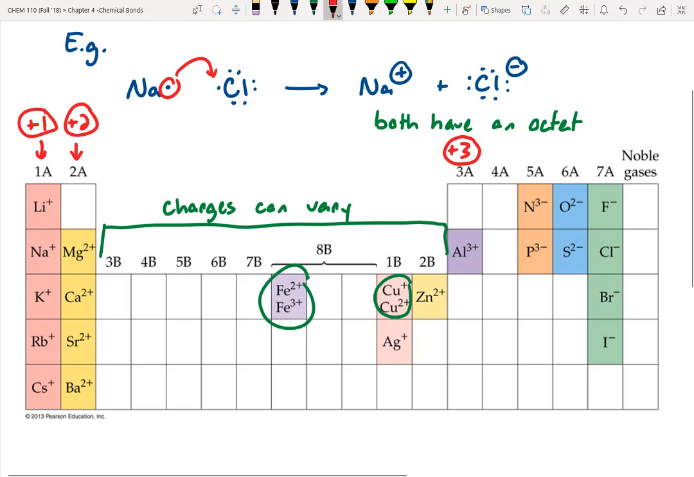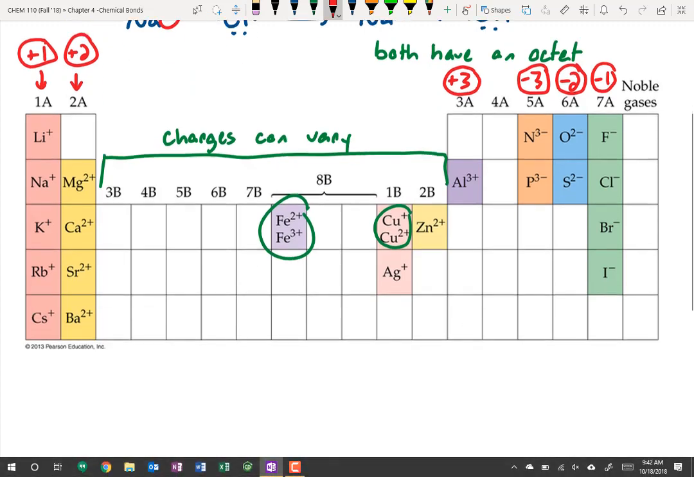All right, then we jump over to 5A. 5A, it's actually easier to gain 3 than to lose 5. So these are normally -3. And then same thing with 6A, it's easier to gain 2 than to lose 6. So it's -2. And then -1 for the halogens. It's a lot easier to gain 1 than to lose 7. All right, noble gases, if you remember, don't need to gain or lose electrons. They already have an octet, so they're never going to be ionic. But it's pretty easy to remember.